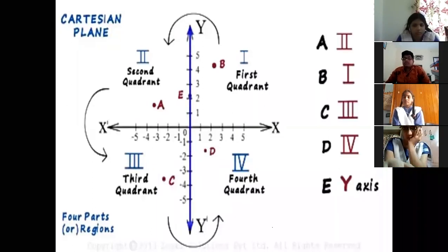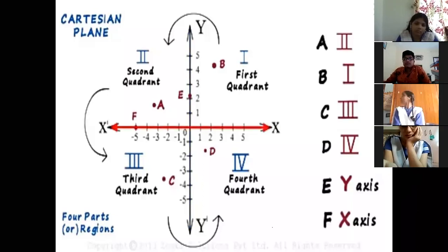Now here is the point E. It is in the middle of the first quadrant and second quadrant. So in which quadrant should we write it? Here the point E is lying on the y-axis. Next, if we take a point F, it is lying on the x-axis. So the points which we have written may lie on any of the axes or any of the quadrants. Thank you.